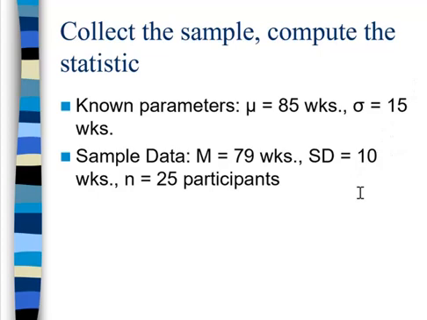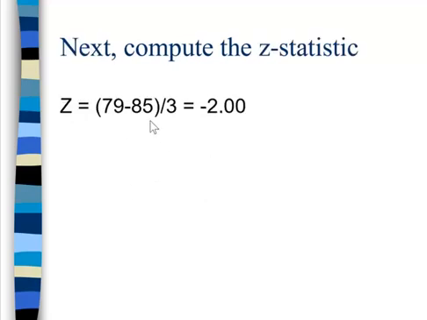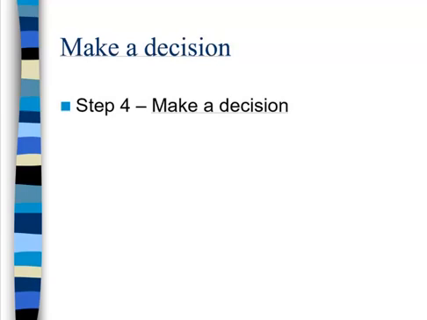So don't get fooled. Sometimes you'll read these scenarios and there will be little lures in there, right? Don't get fooled by these little lures. Always remember what goes into what, right? The standard error of the mean requires the population standard deviation, not the sample standard deviation. So anyway, if you compute that out, you get a standard error of the mean of 3. And if you finish computing the z statistic, right, 79 minus 85 divided by 3 should give you a z statistic of negative 2.00.